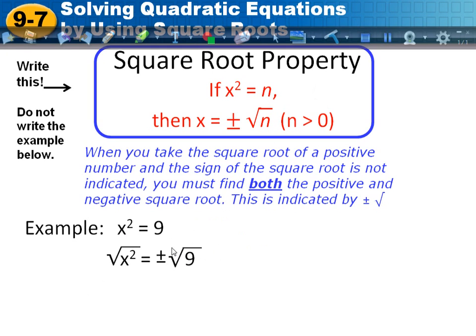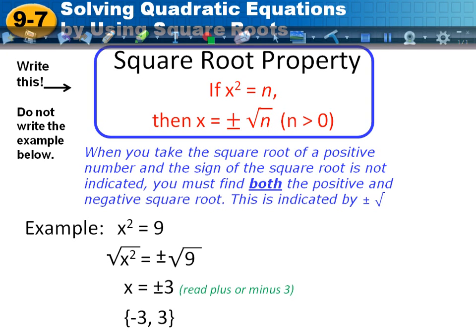Now I have to again use this plus and minus. So my square root and my squared right here are going to cancel, and then I have plus or minus the square root of 9. Well, the square root of 9 is 3. So my answers are positive 3 and negative 3.